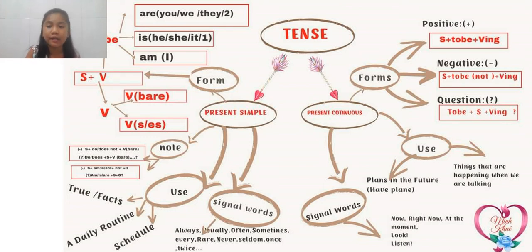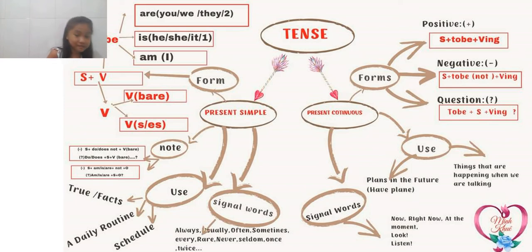And the last one is the interrogative form, or the question form. We'll have to be in the first part, to be plus subject and plus verb in -ing. Like we have, is she feeling well? That is a present continuous tense, right? The to be verb is, subject she, and verb in -ing is feeling, well. Feeling well. That is the part that we want to add in here. So that is a present continuous tense.